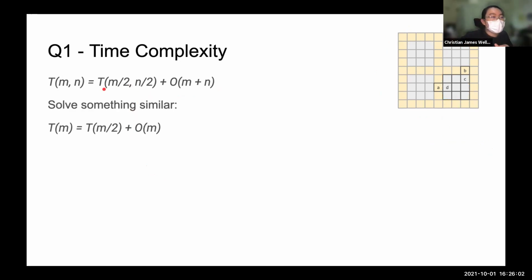Basically, if you're not sure how to solve these, I suggest you try to solve something similar first. So I propose, let's see this particular recurrence: T(M) equals T(M over 2) plus O(M). It's just basically this recurrence without the N.